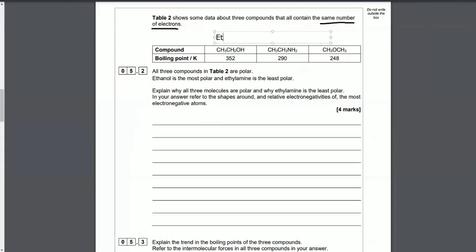That's going to be ethanol. And then we've got CH3CH2NH2. That's going to be ethylamine. This is like a dimethyl... Yeah, something like that. Right, let's get into this.